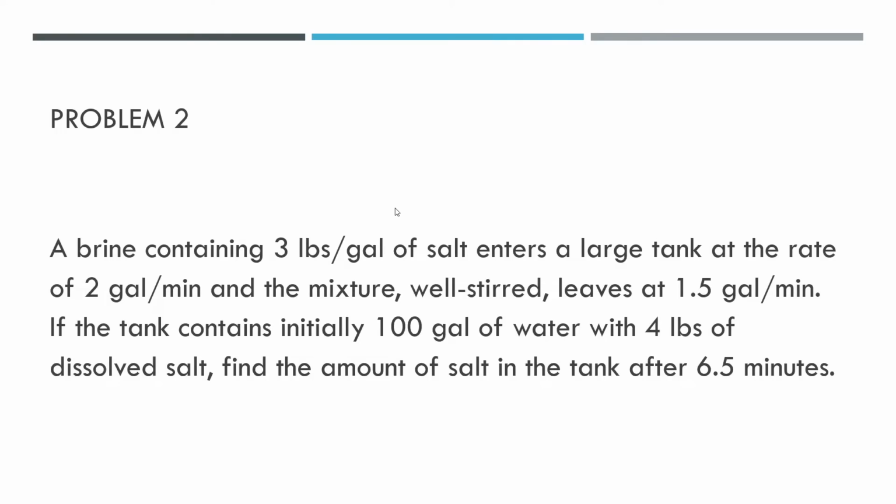Problem number 2: a brine containing 3 pounds per gallon of salt enters a large tank at the rate of 2 gallons per minute, and the mixture, well stirred, leaves at 1.5 gallons per minute. If the tank contains initially 100 gallons of water with 4 pounds of dissolved salt, find the amount of salt in the tank after 6.5 minutes. That is what we are asked to find.